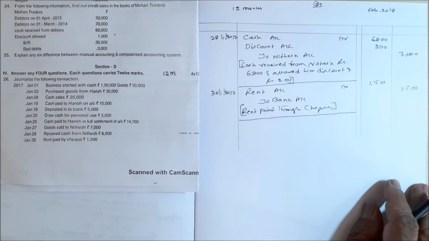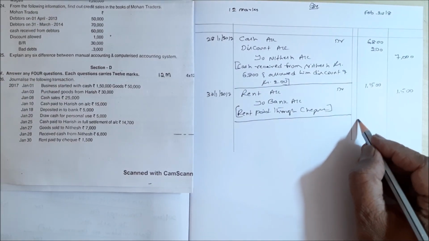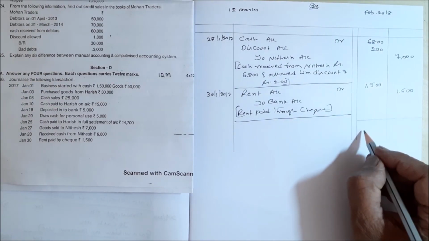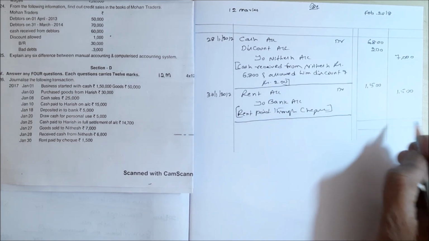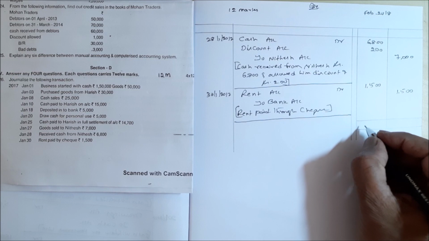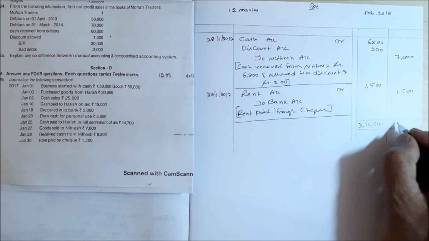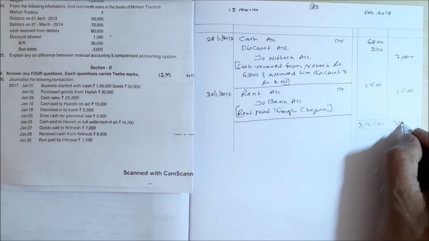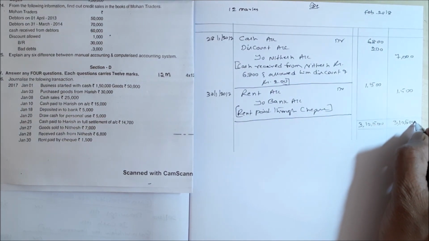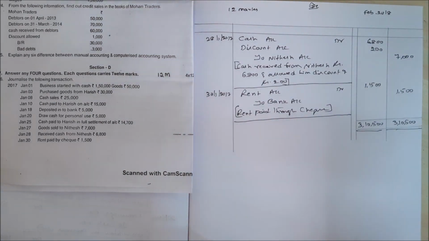There ends the matter. Then what you should do is put a total here. Total is 3,10,500. This is your first problem of section C.